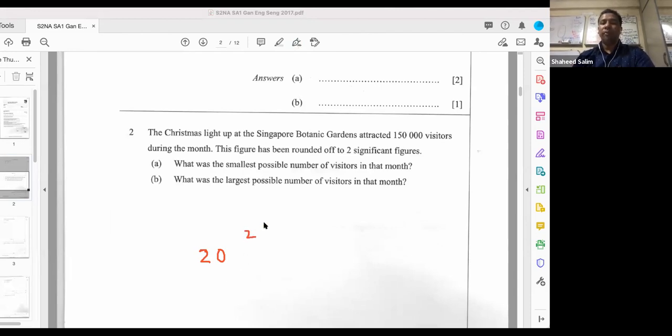Let's say 25. You round off to the nearest 10, it becomes 30, right? You look at the 5, you plus 1. So the biggest number is actually 24. You look at the 4, you don't plus 1, it becomes 20. And the smallest number is 15. 15 rounded to the nearest 10 becomes 20.